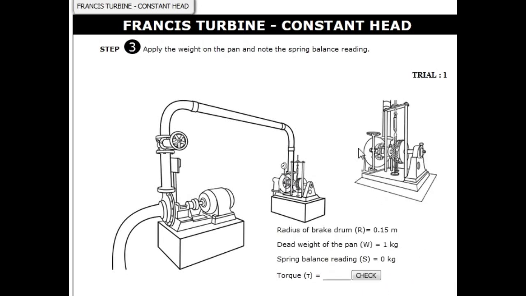Next we have to find out the torque, because we have to find out the shaft power coming out of the turbine. So let us put some dead weight on the pan. Here already 1 kg of weight is available. For that load we have to measure torque, that is nothing but force into perpendicular distance. All these constant values will be given at the end of the video.